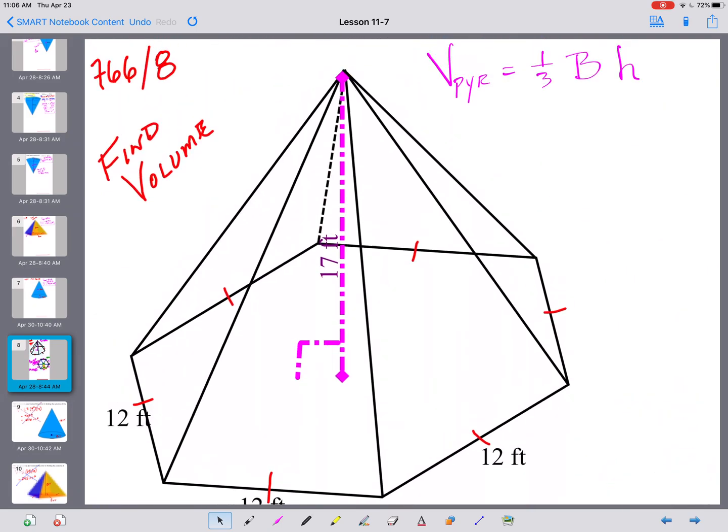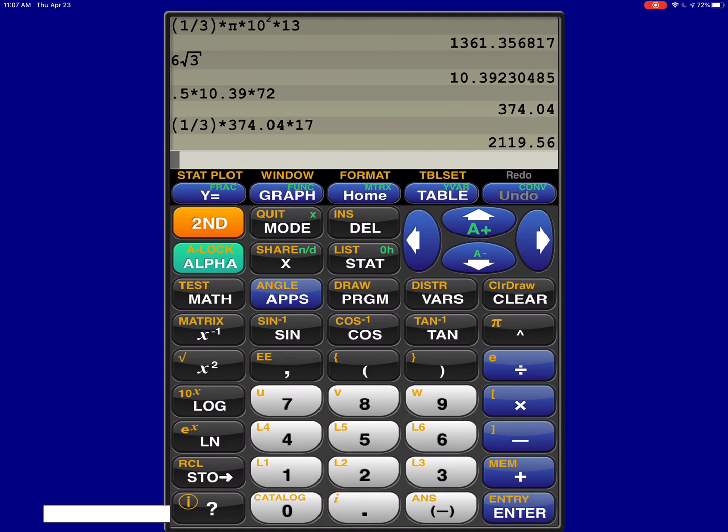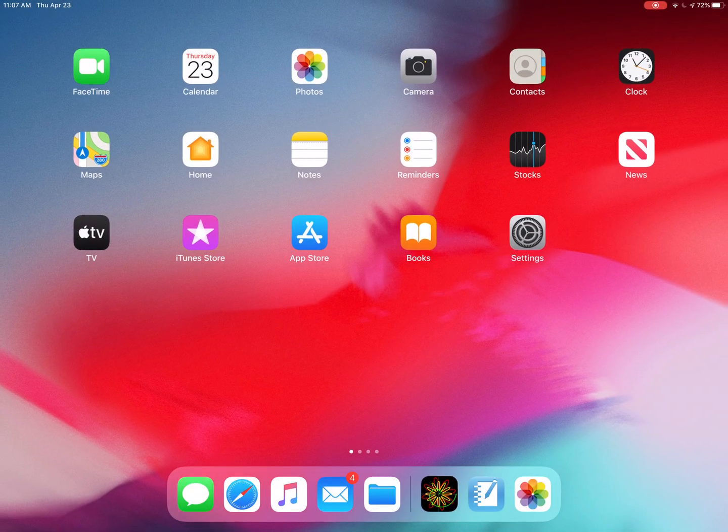374.04. Okay, here we go. 1/3 base area, 374.04, times the height right down the middle. The height right down the middle is 17. There it is. Let's get our volume. 1/3, 374.04 times 17. Parentheses, 1 divided by 3, good, times 374.04 times the height right down the middle. There's our volume, 2119.